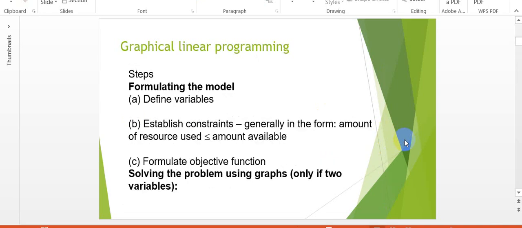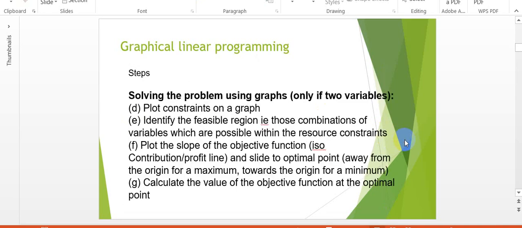After we have formulated the objective function, then we try to solve the problem using the graph. So we plot the constraint on the graph. After we've plotted the constraints on the graph, we then identify the feasible region. The feasible region, which is the region where these combinations of variables which are possible within the constraints, within the resource constraints.